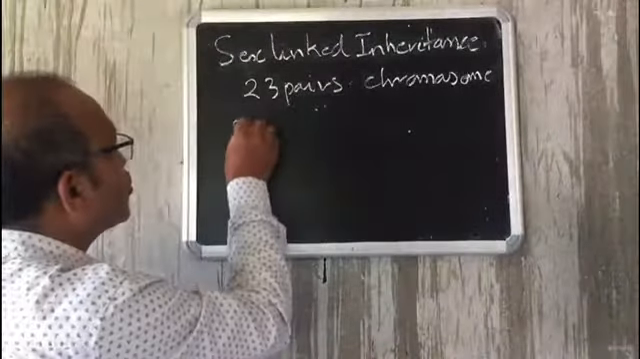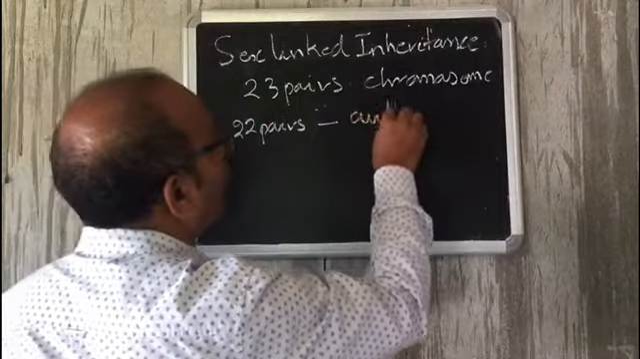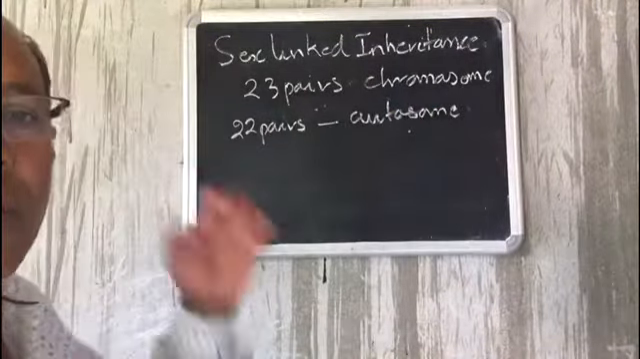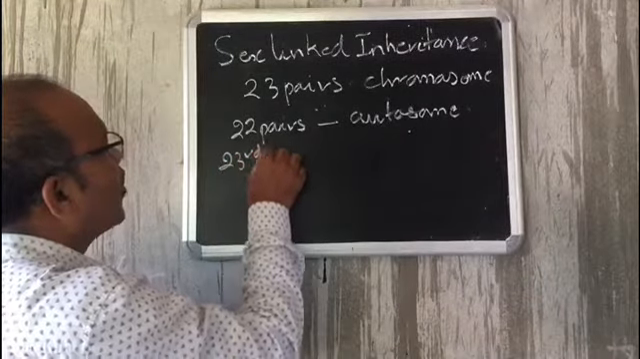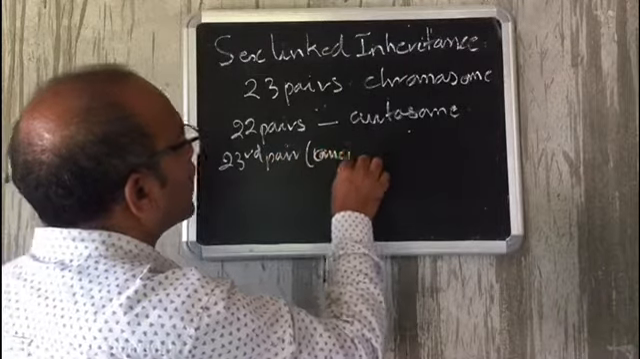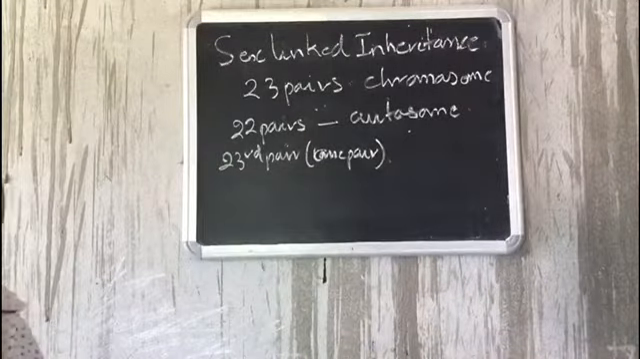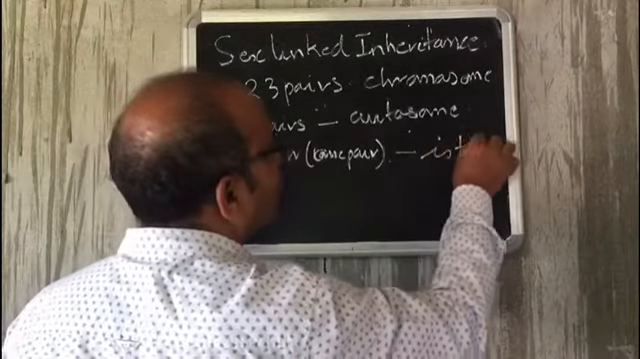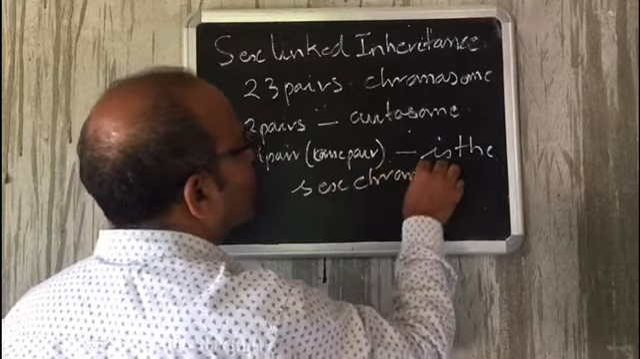Out of that, the 22 pairs are called autosomes. This is what we need to remember. 22 pairs are called autosomes. And the 23rd pair, the last pair, one pair, is the sex chromosomes.